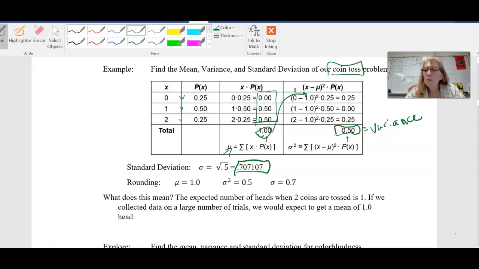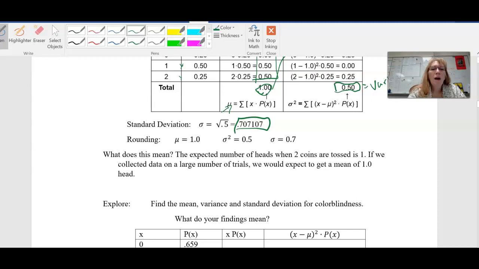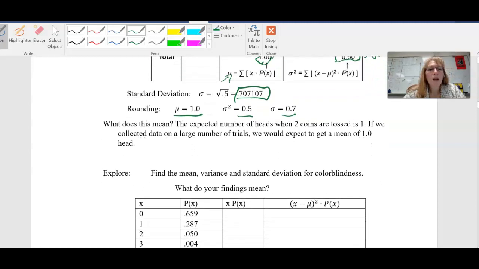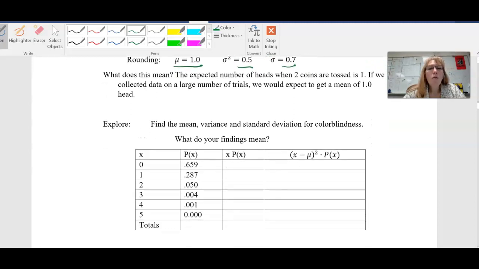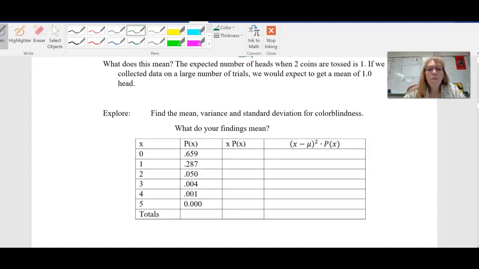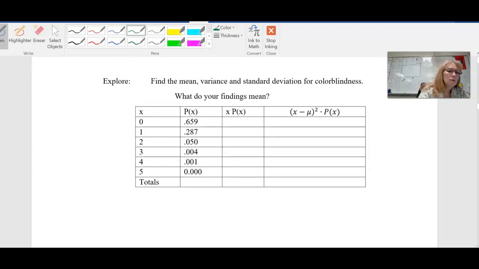0.707107, or 0.71. Okay, rounding. So we got mean, 1.0, pretty easy since there's only 2 exact decimals. Variance was at even 0.5. Round our standard deviation to 1 decimal, and we get 0.7. Technically, you probably could have used 0.707 since it's one more than the other one. Okay, pause and try yours. You're doing the color blindness one, and let's see how you do.